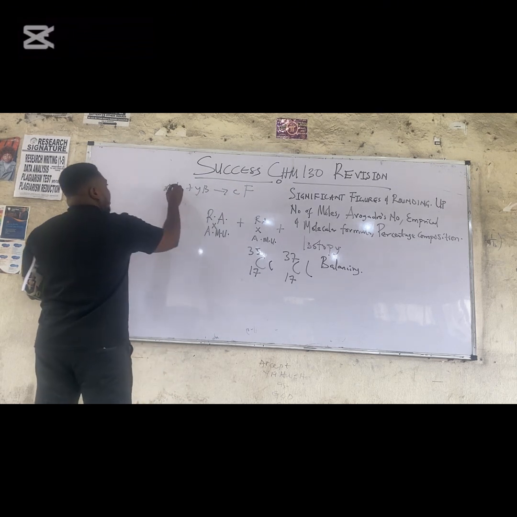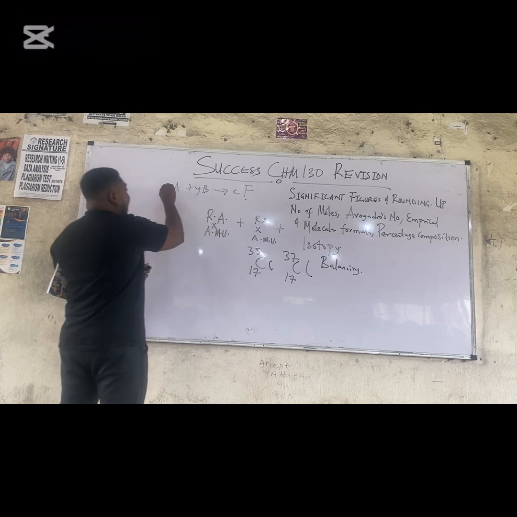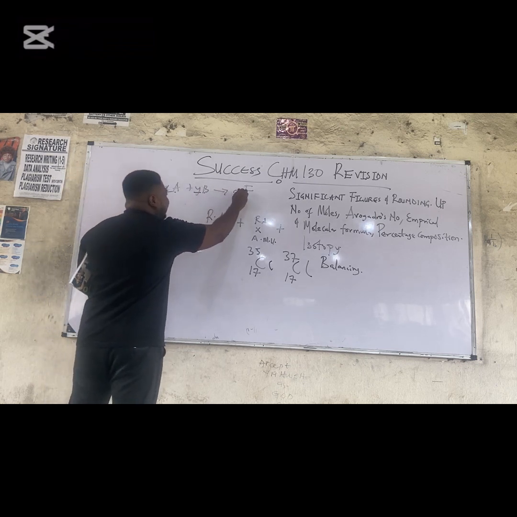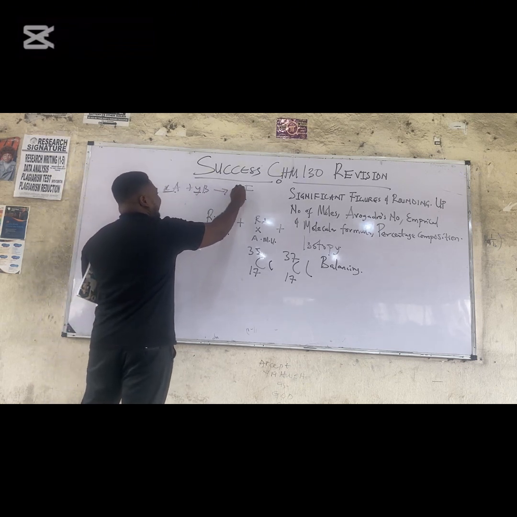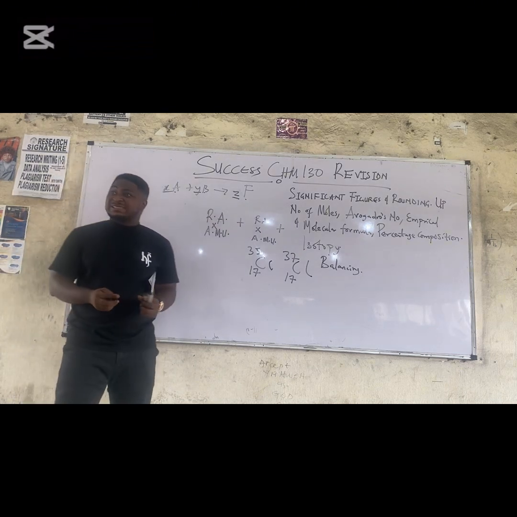Class, A, B, and F are the components of the equation. A and B are the reactants, F is the product. And they say find the value of X, Y, and Z. So what they are simply asking you to do here is to balance the equation.